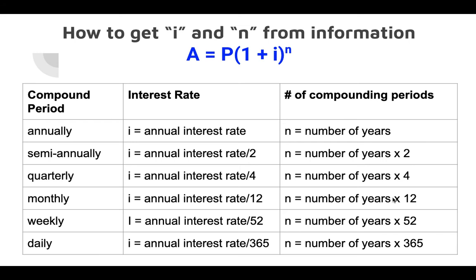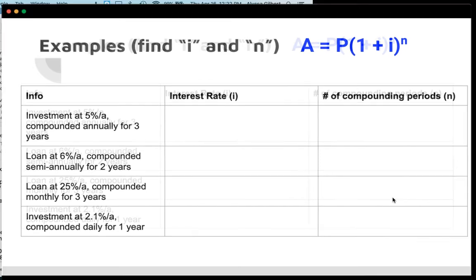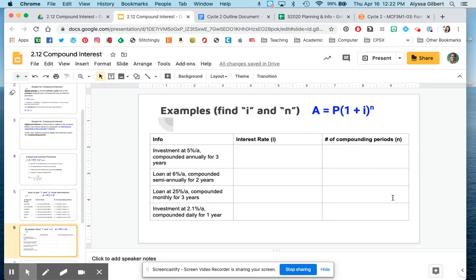Okay, let's do some examples with that. And again, I'm going to type in here like I did last time. So hopefully this isn't too ridiculous, but whatever. Okay, so here's some examples. We have an investment at 5% per annum. So our annual rate is 5%. It's compounded annually. So that means it's compounded once a year for 3 years.